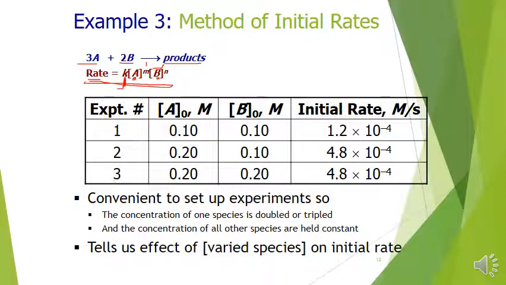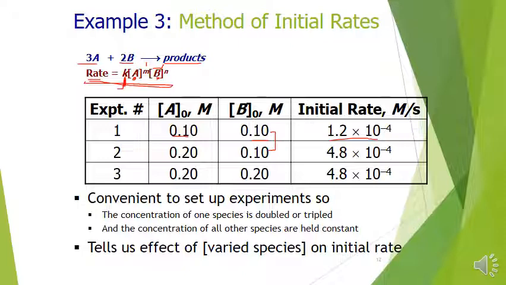Conveniently, we set up experiments so the concentration of one species is doubled or tripled, and the concentrations of all the other species are held constant. You'll see how this works, but here's a typical table. Let's say I do one experiment where I have A, and I know its concentration, and B's concentration, and I have a way of measuring the rate with the equipment that I have. Now in experiment number 2, I'm going to hold B constant, and I'm going to change A. So I change A to 0.2, and then I'll measure the rate.